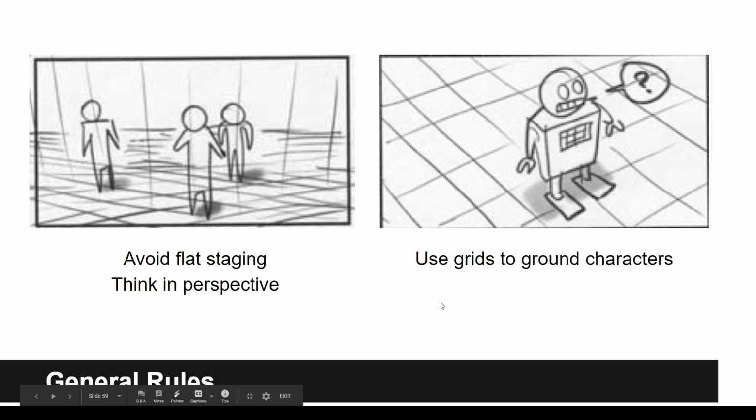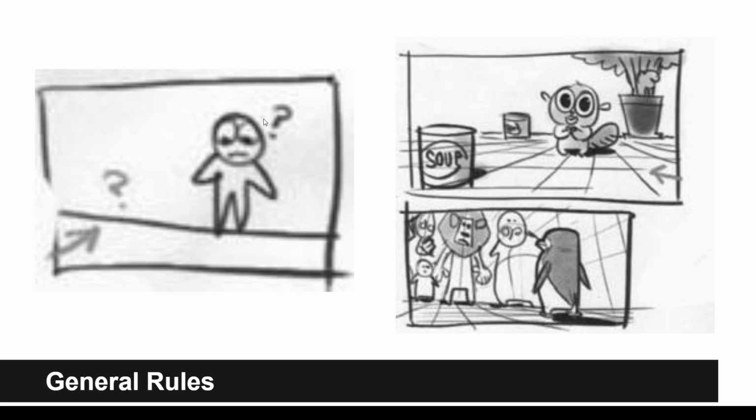So general rules, we're going to wrap this up, talk about some storyboard stuff, specific stuff for drawing storyboards. Try to avoid flat staging. Use perspective if you can. It doesn't have to be fancy, but just think about characters in three-dimensional space. You don't have to draw them in three-dimensional space, but how they relate to their environment in three-dimensional space. So you can use grids to ground your characters and make the shot easier to read, right?